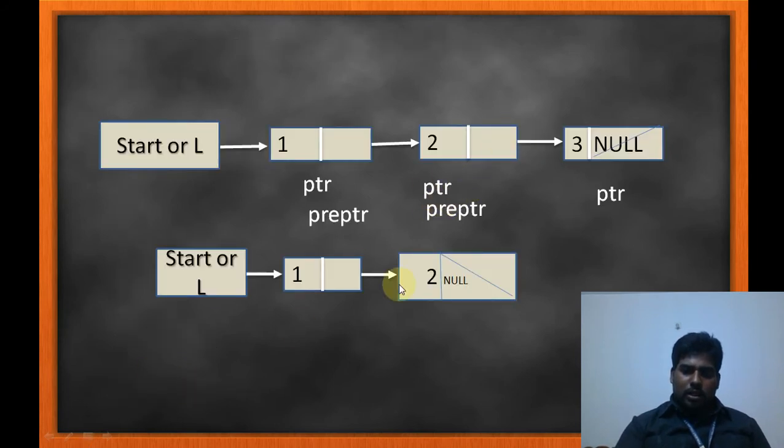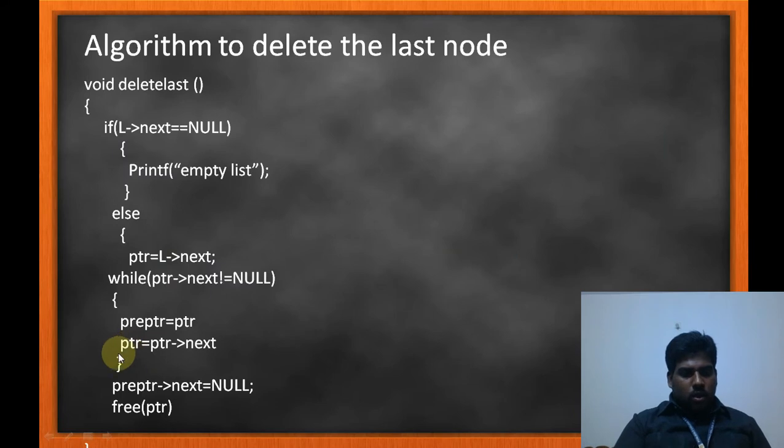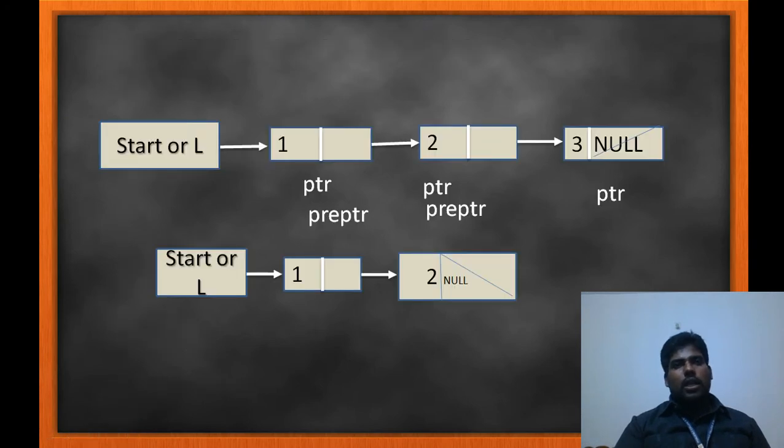So this is now pre-PTR, right? This is PTR. So here we have to put the null and this PTR we have to delete it. Pre-PTR next equal to null, and using free of PTR you are deleting the pointer. So this is the way you have to delete the last node in the list.